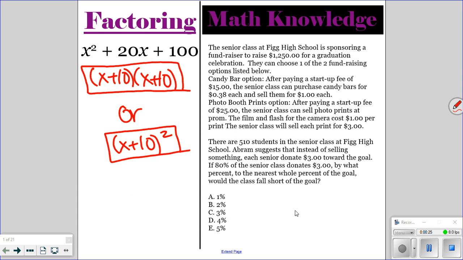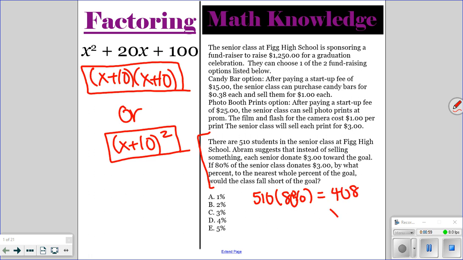Okay? For the math knowledge question, they give us all this information, and we're going to skip down here. It tells us we have 510 students, and instead of selling something, we can donate $3 to a goal. So if 80% of them donate, how short will we be of our goal? So the total number of students that we have is 510, and if we multiply that by 80%, that'll give us 408 students.